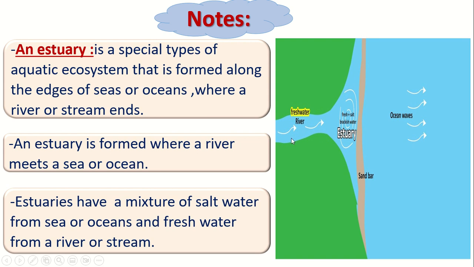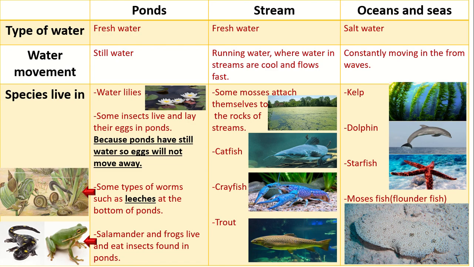So if the river or stream connects with the ocean or sea, what will happen? Estuary. The estuary is the area where the fresh water of a river or stream meets the salt water of the sea or ocean. So here we can find the estuary. The estuary is a mixture of salt water and fresh water.